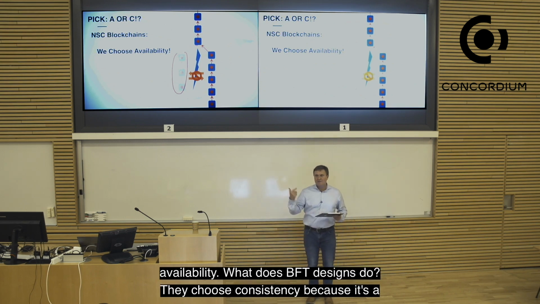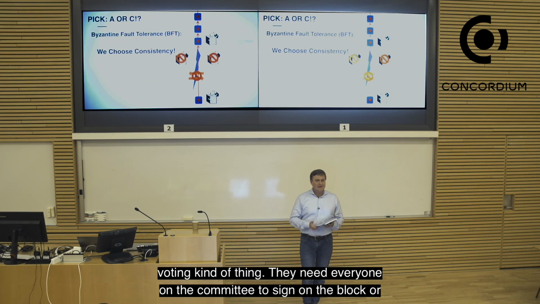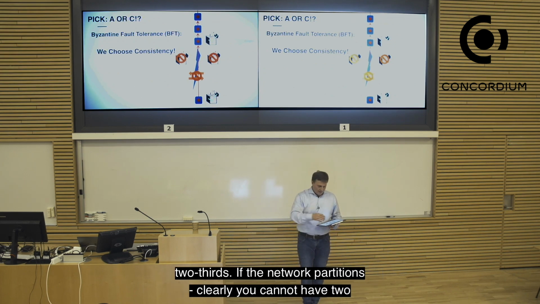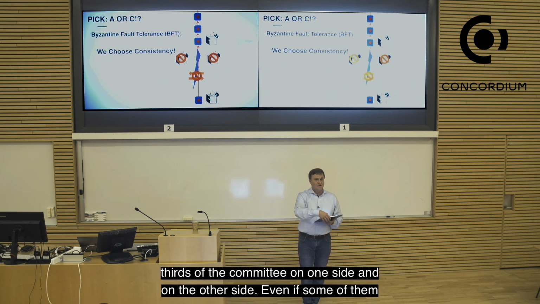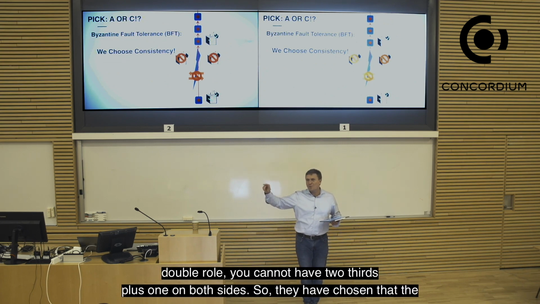So they chose availability. What do BFT designs do? Well, they choose consistency, because it's a voting kind of thing. They need everyone on the committee to sign on the block, or 2/3. And now if the network partitions, clearly you cannot have 2/3 of the committee on one side and on the other side. Even if 1/3 of them is corrupted and playing a double role, you cannot have 2/3 plus 1 on both sides.